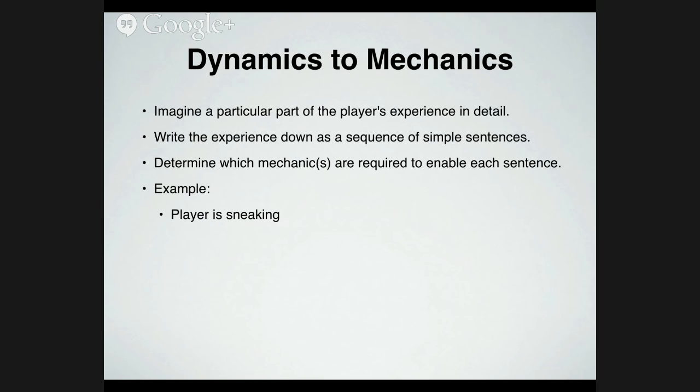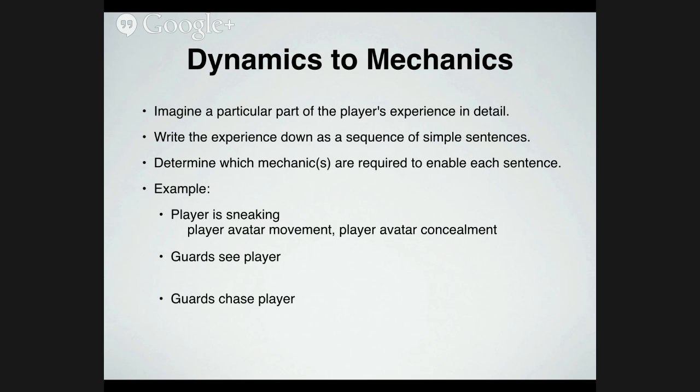And then you can figure out what mechanics are required to enable each sentence. So here's an example. The player is sneaking through a building, the guards see the player, and then the guards chase the player. So this is just short descriptions of a sequence of gameplay you might imagine, an experience a player can have, okay? And so now we have to think, what mechanics do we need to actually make this work? Well, for sneaking to work, we have to have the player be able to move, their avatar in the world has to move, they have to be able to be concealed or not, so that involves some kind of sensing by the guards, right?